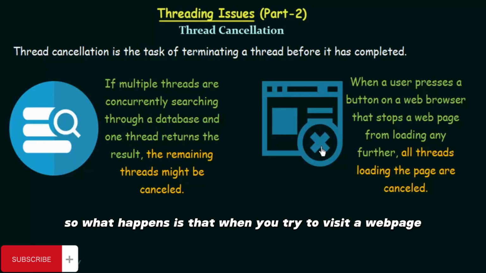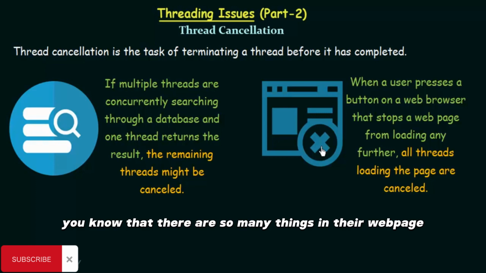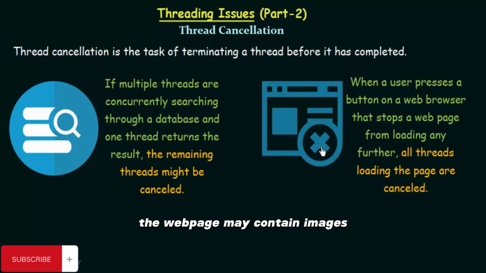When you click on a web page, as it loads, there are several threads involved in loading that web page. You know that there are so many things in a web page. The web page may contain images, text, hyperlinks, and so many other things. For loading each of these elements, different threads are responsible. All these threads work together and load the entire web page.